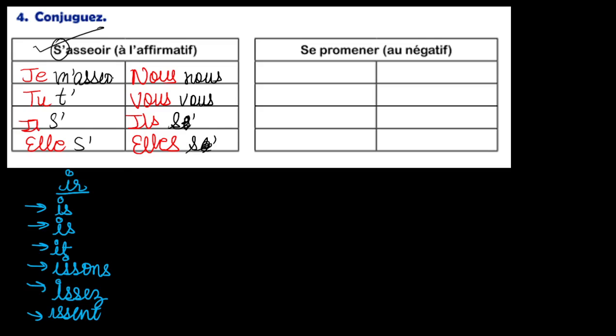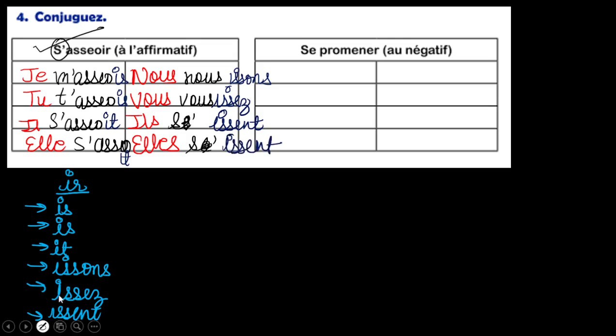So now, the next verb. Again, A-S-S-E-O. Then A-S-S-E-O. Again same here. Then you have to put the endings. Alright. See, here it is IS, here it is IS, here it is IT, here it is IT, here it is ISSONS, here it is ISSEZ, here it is ISSENT, and here would be ISSENT. But what you have to do, you do not copy it as it is, you have to write this word here and then end it with the ISSONS, ISSEZ, ISSENT.